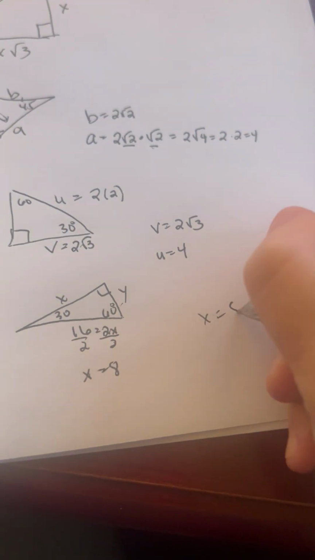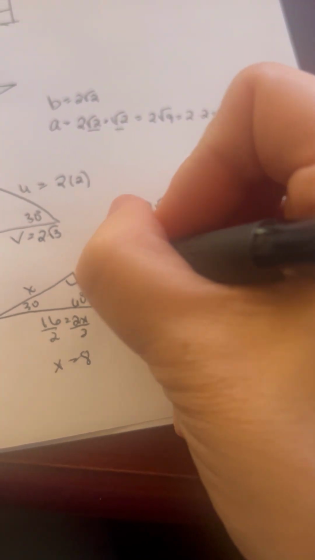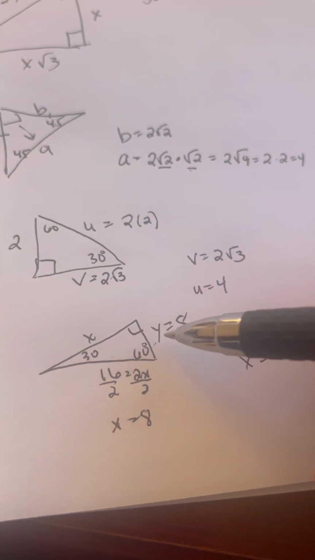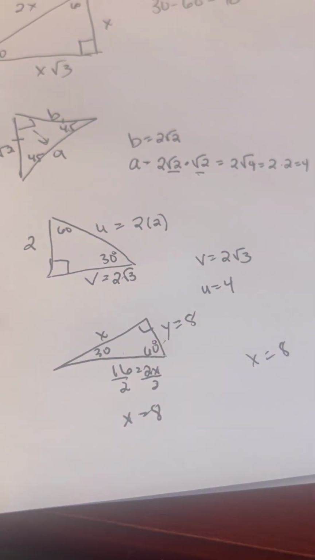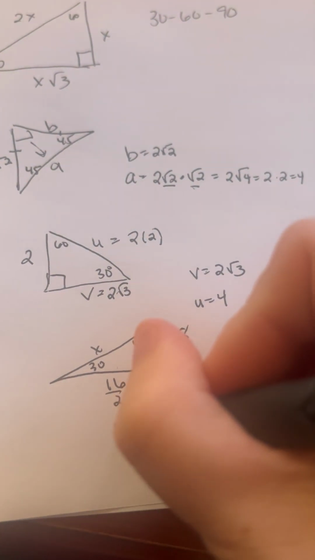So I know X is equal to 8. Oops, that should not be X. That should be your Y value. Excuse me. All right, why is it Y value? Because your X value is across from your 30. Even though it says X, we're just talking about the length across from 30 is your actual value. All right, so we're going to let that be Y.